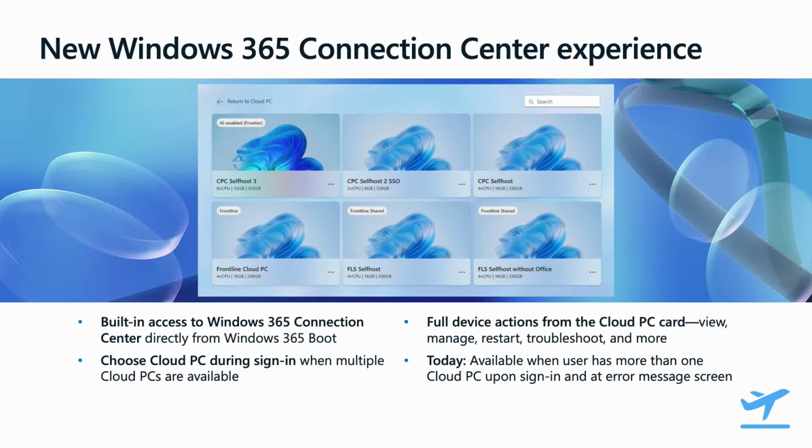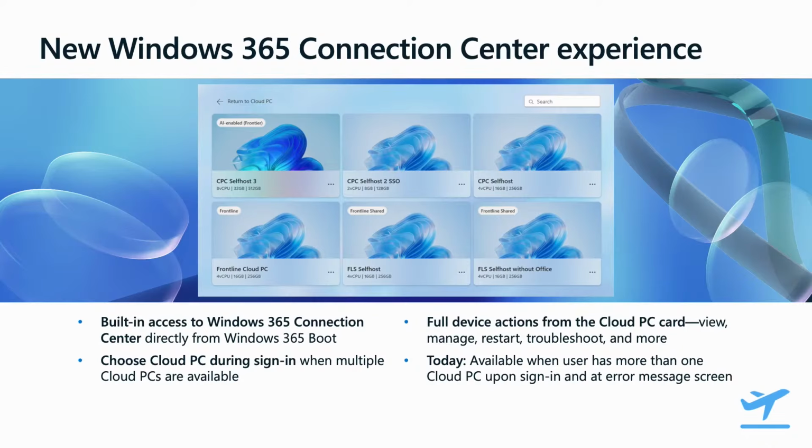Something new and exciting in this build is access to the Windows 365 Connection Center directly from logon. This allows you to choose a Cloud PC to log into if you have more than one, as well as provide you the full device actions that you normally would get using the app, where you can troubleshoot, restart, manage, and view your Cloud PC status. You can see the Connection Center today upon logon if you have more than one Cloud PC, but you can also get to it during an error message.